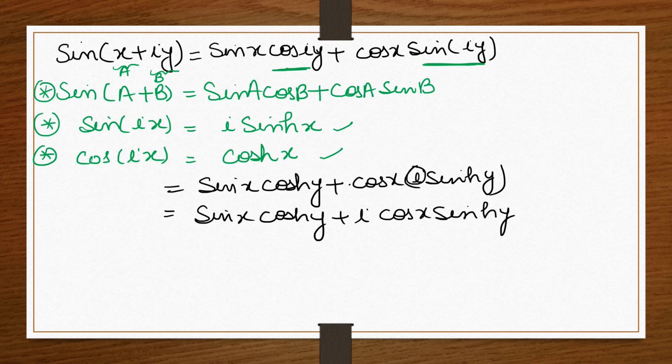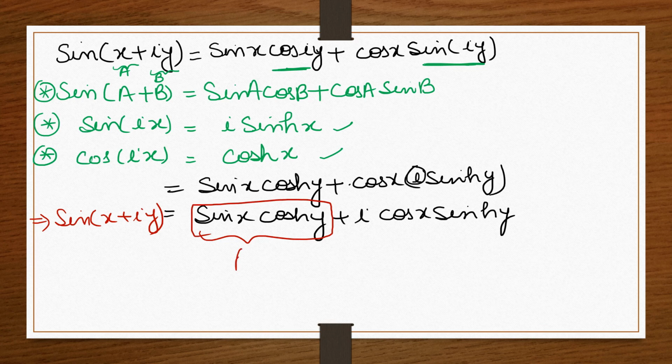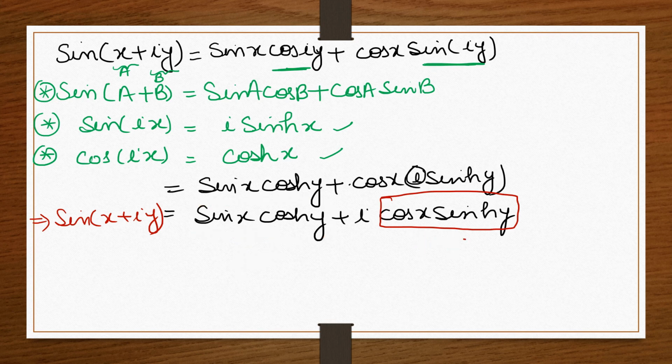Now what is the real part of sin(x plus iota y)? This is equal to sin(x plus iota y), yes. So what is the real part of this? This is the real part, and this is the imaginary part. Fine. So similarly we can do it for cos, right? So how to do it with cos?